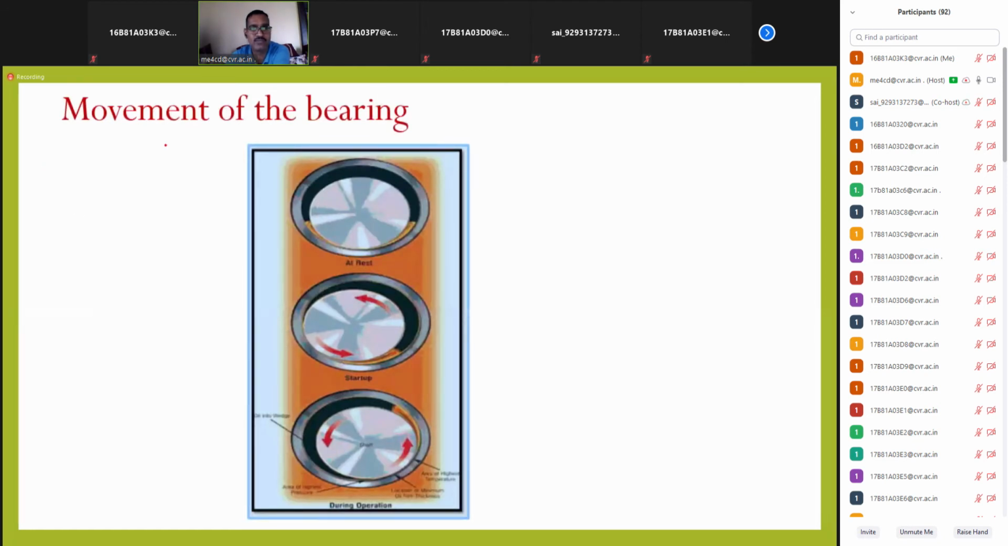And coming to the movement of the bearing, how will the movement be? Let us suppose this is at rest, right? See the point. This is the center, right? It is the condition where the shaft is at rest. Let us suppose we switch on the motor, let us take an example of a motor, right? If we switch on the motor, what happens? This will try to rotate. This is the shaft.